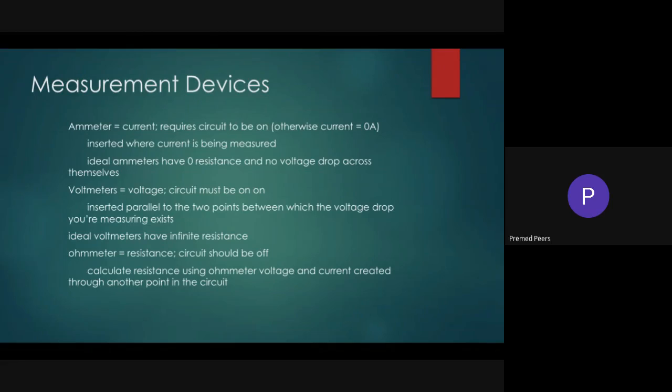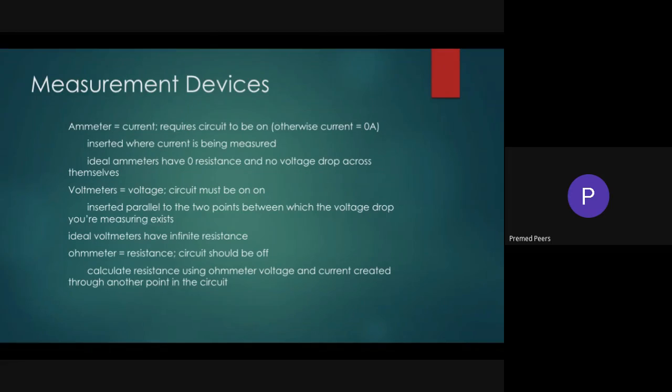Next, we have voltmeters, which measure voltage. Again, the circuit must be on, otherwise voltage would read 0. And voltmeters are a little bit more complicated about where they're inserted. Not that you actually need to know this in too much detail, but just know that you have to measure parallel to the 2 points you're actually measuring the voltage drop between. So the only real takeaway from that is that you insert the voltmeter parallel to the actual place that you're measuring the voltage at. And ideal voltmeters, on the other hand, have infinite resistance.